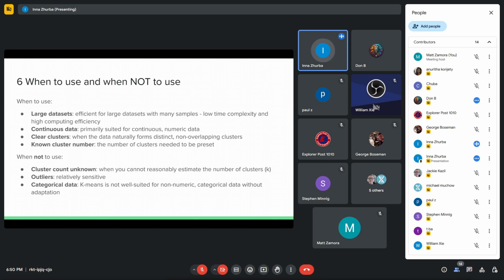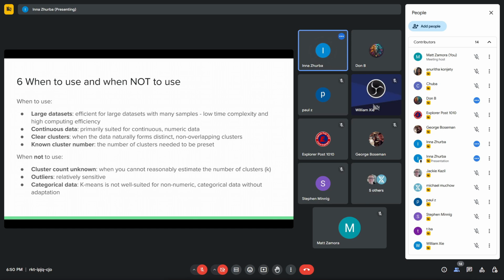We can use it, of course, if we have clear clusters, so when the data naturally forms distinct, non-overlapping clusters, or when we know the cluster number in advance, or if we used a method to identify the cluster number. When not to use it? If we cannot know the exact number of clusters in advance, and we have no way of estimating that.